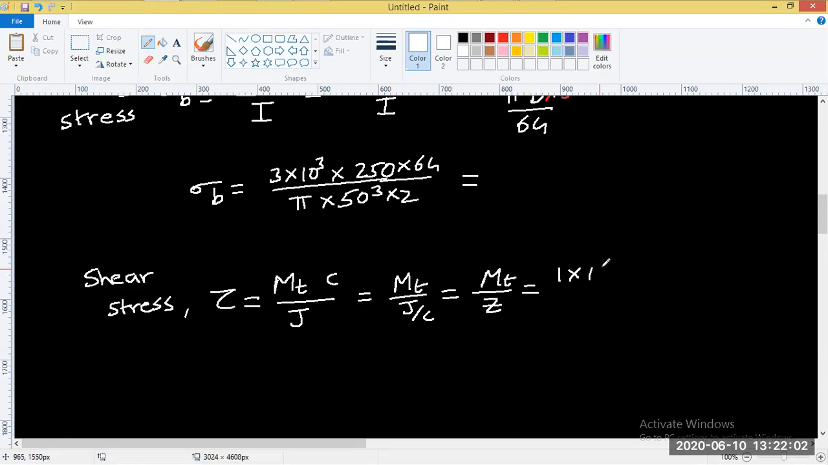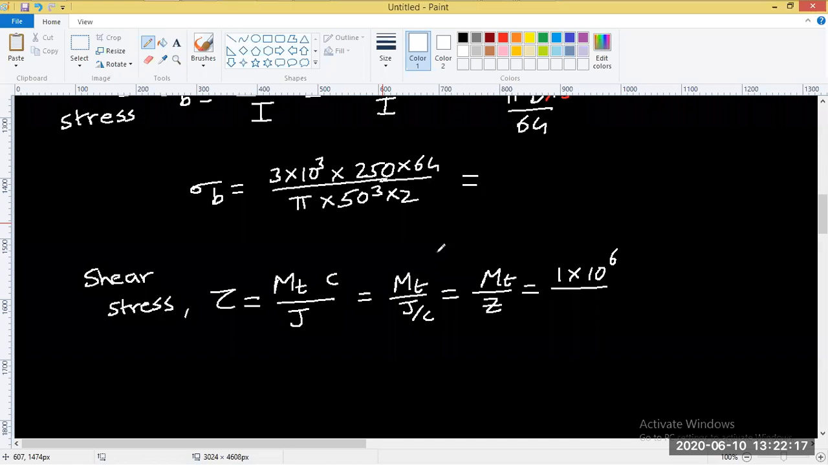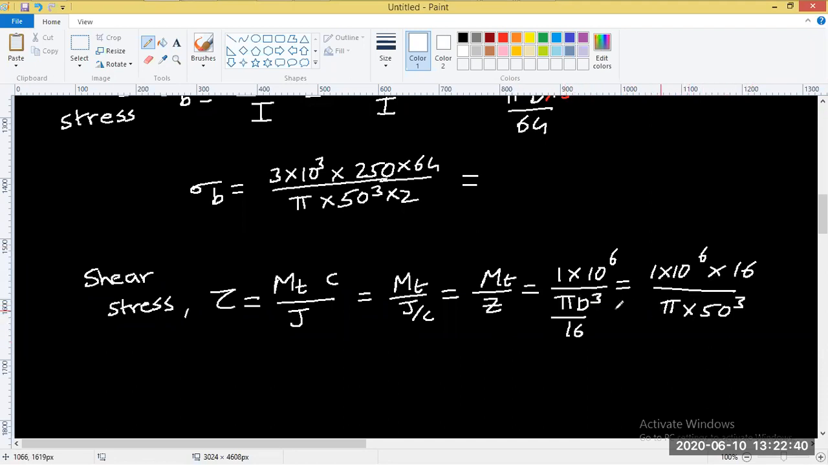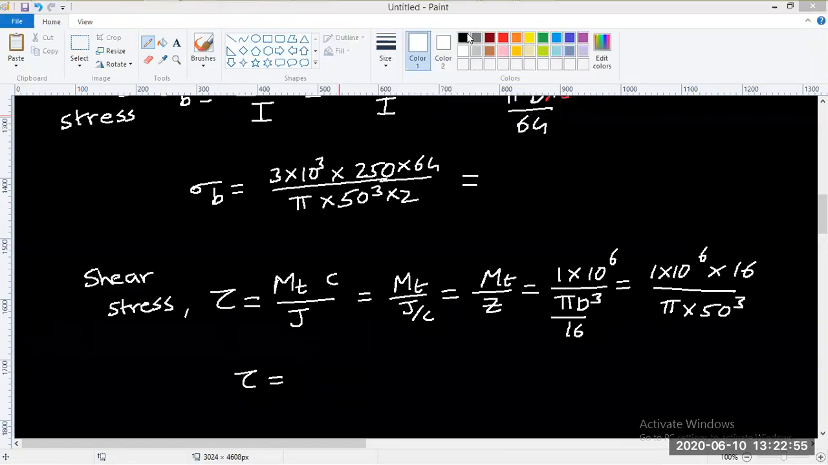So Mt we know is 1 into 10 power 6, divided by Z. For a circular cross section, the polar section modulus is pi d cube by 16. You can write this value here, pi d cube by 16. So that means 1 into 10 power 6 into 16, so 16 comes to the numerator, divided by pi into d, that is 50 cube. This diameter we know already, 50 cube. With this we can find the shear stress acting individually on that particular component. If you calculate it, just post the values in the group chat.